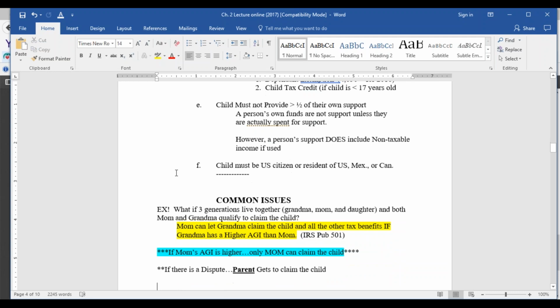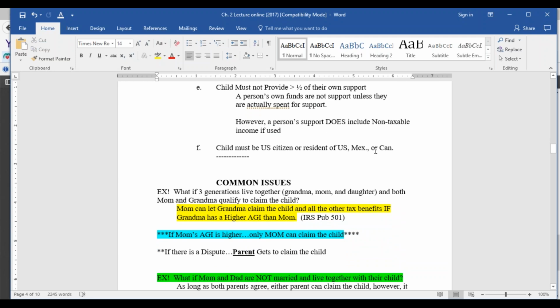And the final thing here, the child must be a U.S. citizen or a resident of the U.S., Mexico, or Canada to be eligible to be a child dependent.